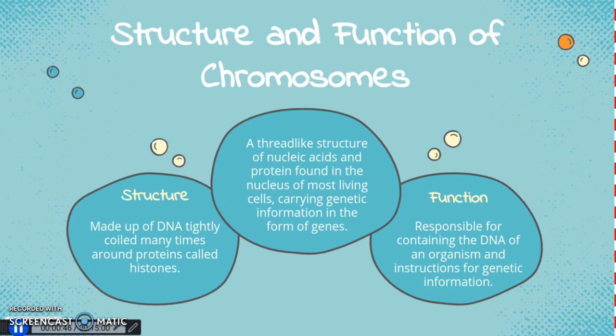The chromosome, at its very base definition, is a thread-like structure of nucleic acids and proteins found in the nucleus of most living cells, and they actually carry genetic information in the form of genes, or DNA. The structure of chromosomes is made up of DNA tightly coiled many times around proteins called histones, which help support its structure. The function of chromosomes is that they're responsible for containing the DNA of an organism and instructions for genetic information.